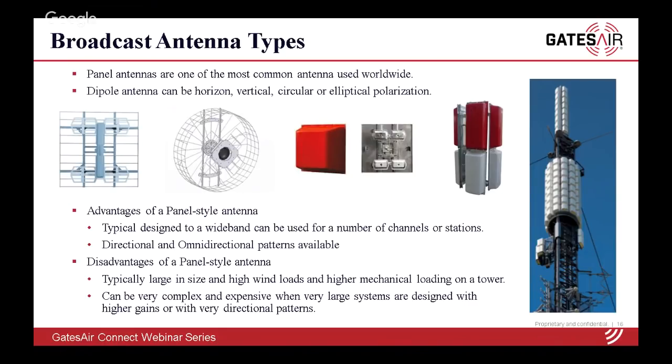Directional or omnidirectional patterns typically are available for these panel style antennas. And we can do panel style antennas in VHF, low band, mid band, FM, and high band, UHF, and so on. So the disadvantages of a panel antenna is typically they're large in size and have high wind loads. You know, the mechanical loading on the tower can be detrimental to some towers, especially an old tower.